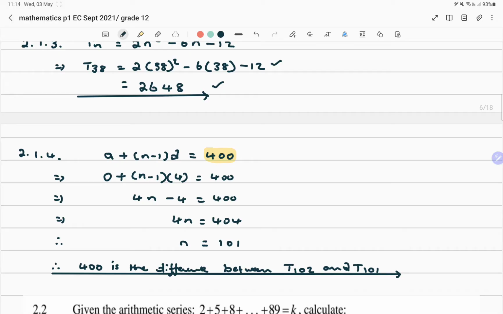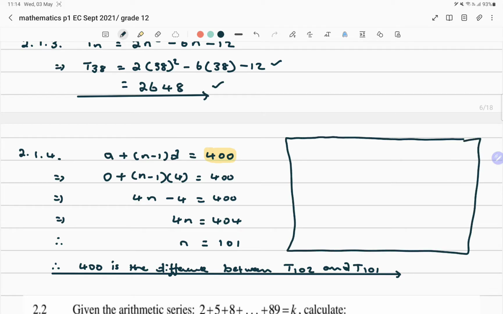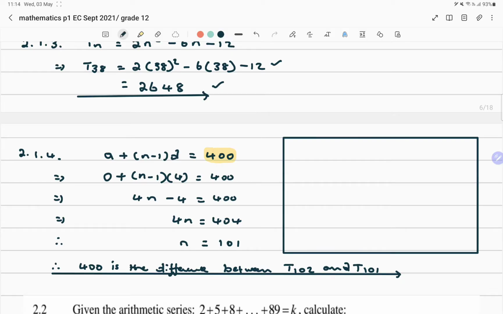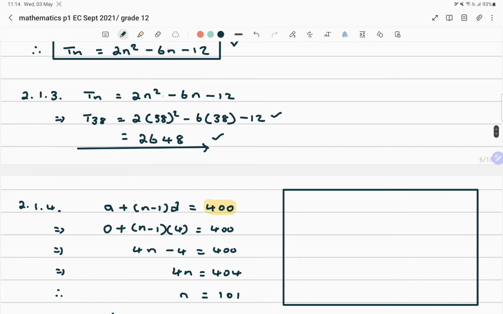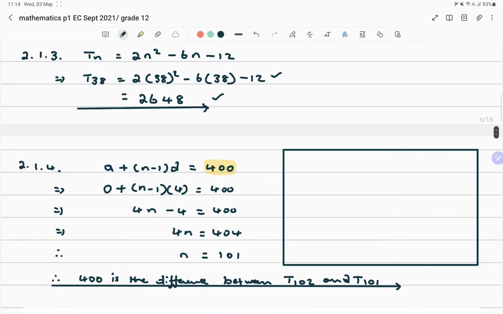But either way, we just go on. So some people would prefer something like this. I'm just going to show you, I'm not going to solve. Some people would prefer to say we want the term ahead. Remember, Tn is the nth term. The next term there is going to be Tn plus 1 minus Tn will give us 400. Okay, so if you do it like that, you are sorted, right?